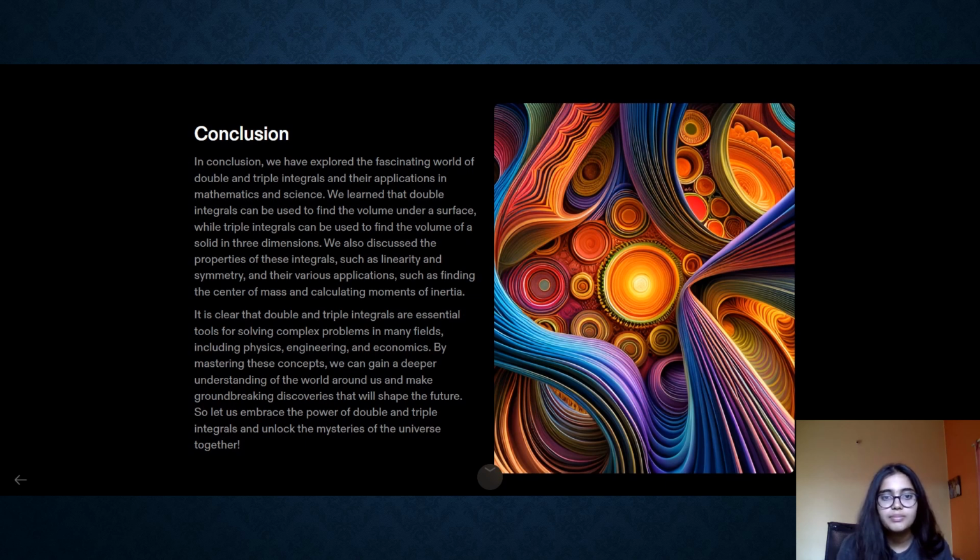It is clear that double and triple integrals are essential tools for solving complex problems in many fields, including physics, engineering, and economics. By mastering these concepts, we can gain a deeper understanding of the world around us and make groundbreaking discoveries that will shape the future. So let us embrace the power of double and triple integrals and unlock the mysteries of the universe together.